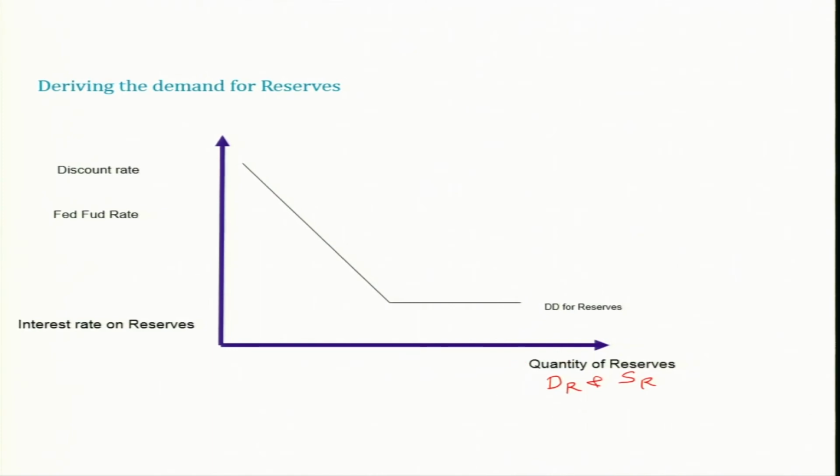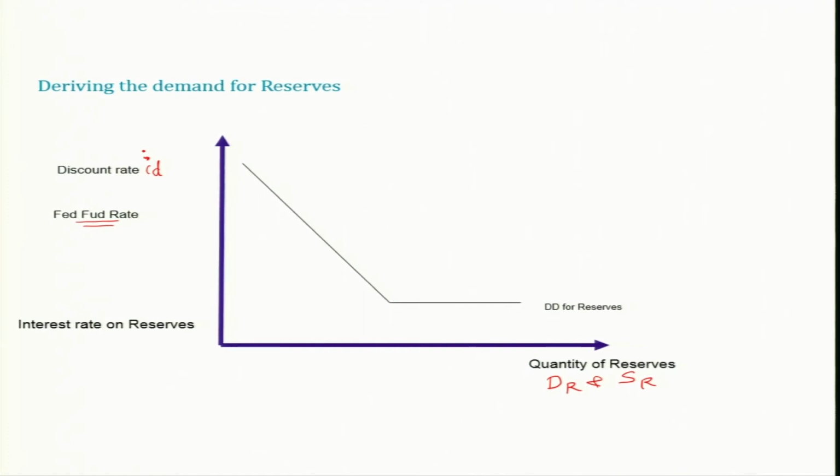And on the y-axis, the vertical axis, we are going to measure mainly the Fed fund rate. All interpretation will be in terms of the Fed fund rate. But in addition to that, we are also going to talk about the interest rate that the central bank charges commercial banks for their loans, that is the discount rate, which we denote with ID.